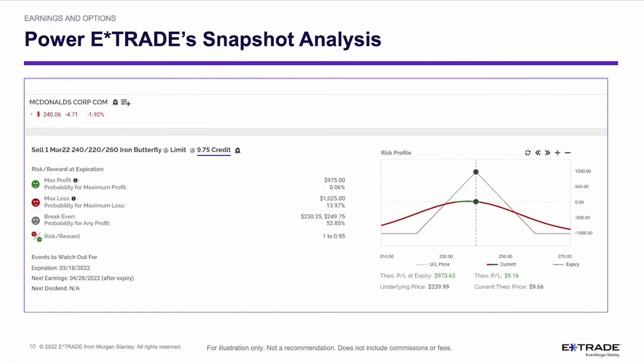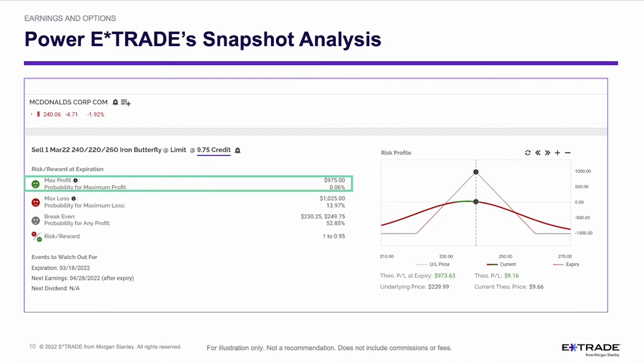So here we've landed on Power E-Trade snapshot analysis, where we can get a little better look at our McDonald's Iron Butterfly. Now, take a look real quick at the maximum profit. Remember I had said that we were going to generate a credit of $975, and that's exactly what's going to happen if we execute this trade. But notice that the probability for us achieving that maximum profit of $975 is just 0.06%.